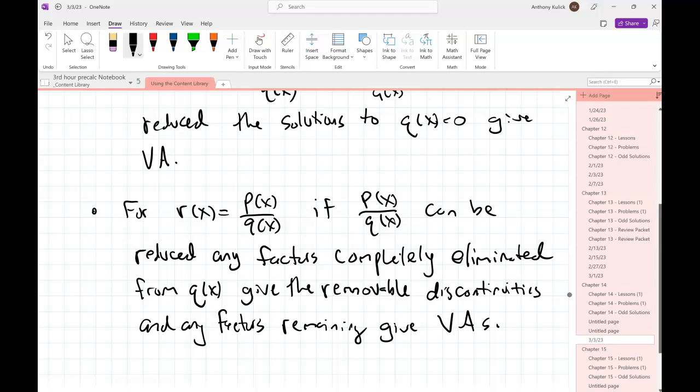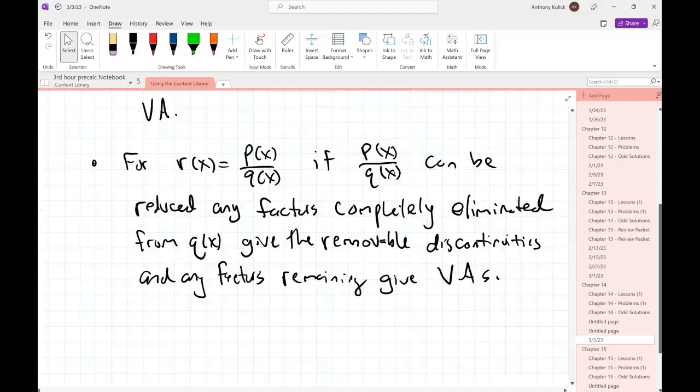Okay, so if P of x divided by Q of x can be reduced, any factors that we completely cross off from the denominator, from Q of x, we would set those equal to 0 and solve. Those will give us the removable discontinuities. And any factors remaining in the denominator, set those equal to 0 and solve, will give you the vertical asymptotes. So this sounds really complicated. It is not. Okay, so let's just run through a couple of examples here real quick, okay?